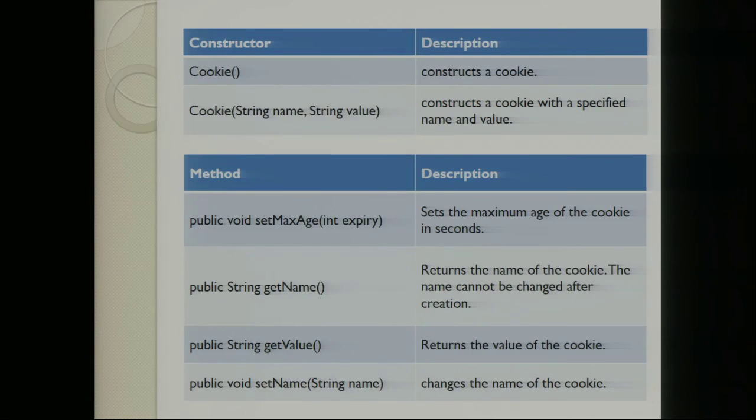Then public String getName. It returns the name of the cookie, and the name cannot be changed after creation. You have already created that cookie, and this getName will return the name of the cookie. Then comes another method, getValue. This is for the getName, and this is for the getValue, the value specified as an argument for that cookie constructor. This returns the value of the cookie. Then setName. If you want to change the name of the cookie, then you can go for the setName method.